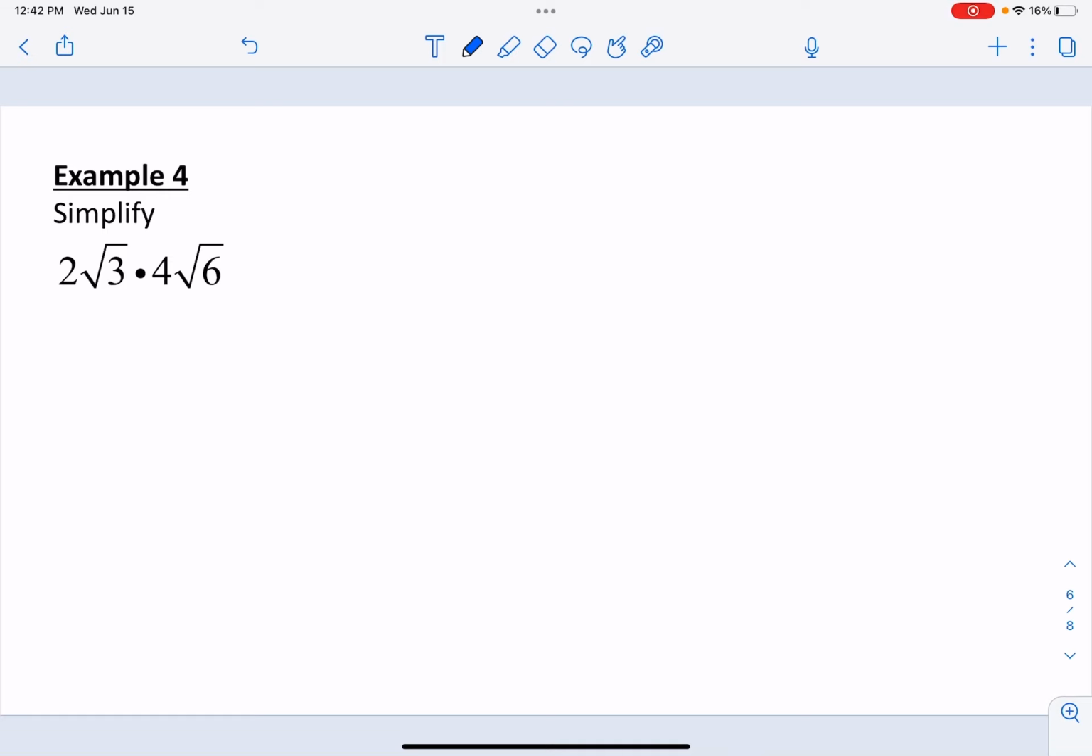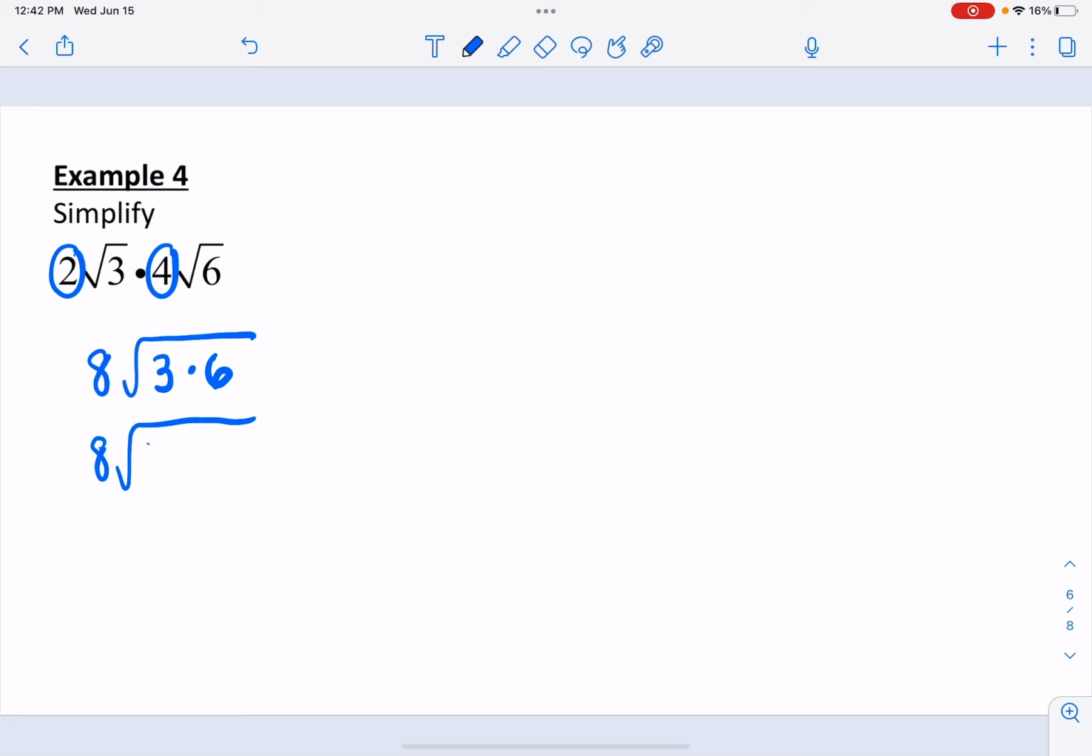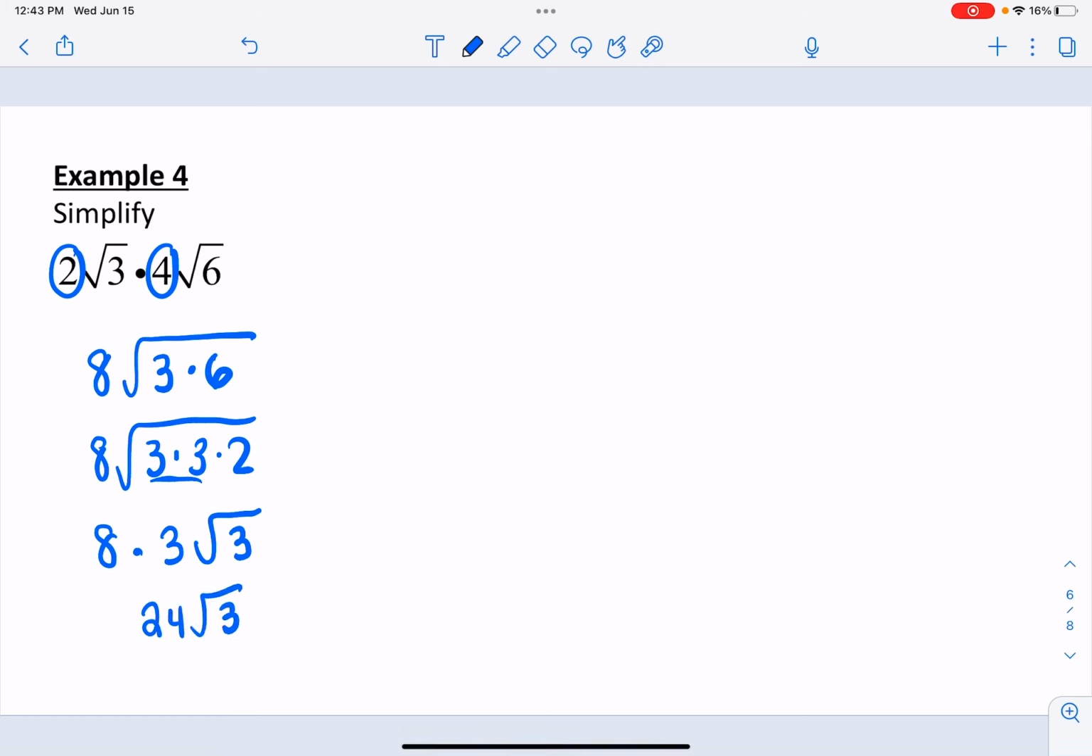Okay, now simplifying these. I feel like we've kind of done a little bit of this already. Multiply the like numbers together. So that's 8. Then underneath the radical, I'm going to have 3 times 6. But that 6 can break down into 3 times 2. I have 2 3s. Those can break out of our house, become a 3 outside. 8 times 3 is 24.